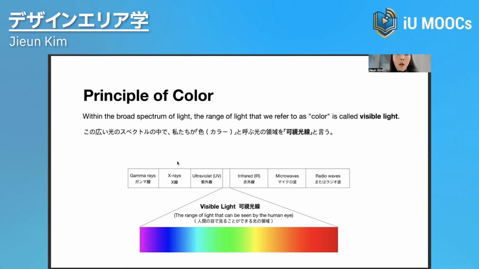So there are a lot of categories of light. For example, gamma ray, X-ray, or ultraviolet, we normally say UV, right, in the summer. And there are IR, microwave, or radio wave. But Newton found this visible light, which is the only light humans can see.